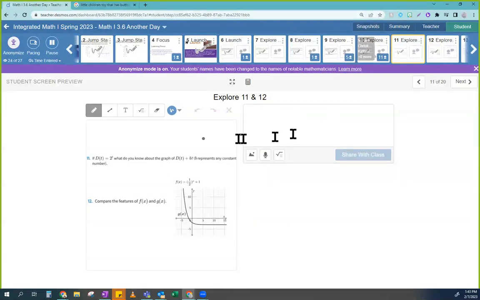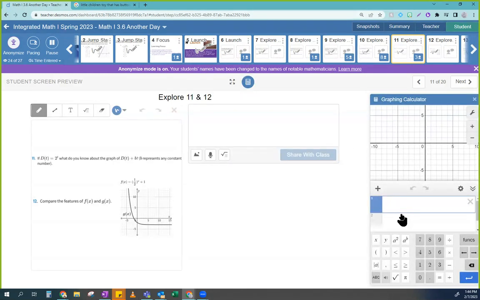Okay. So now we have this function 2 to the t, right? We already talked about it, 2 to the t. What do you know about the graph of 2 to the t plus b? B represents any constant number. So you're like, I don't know. So you go over here and you're like, oh, let me just play around with it. So 2 to the x.